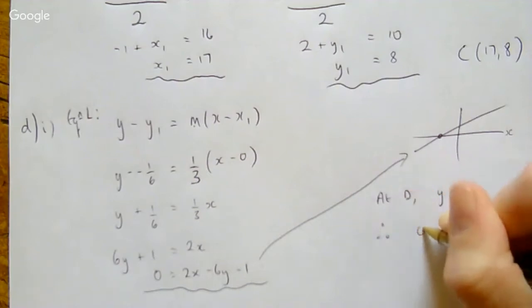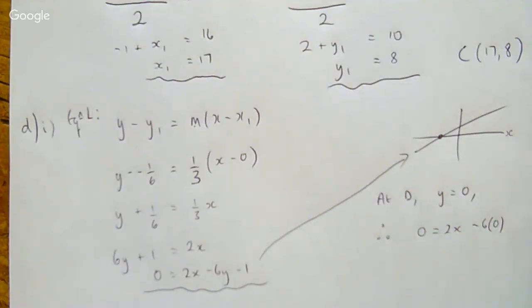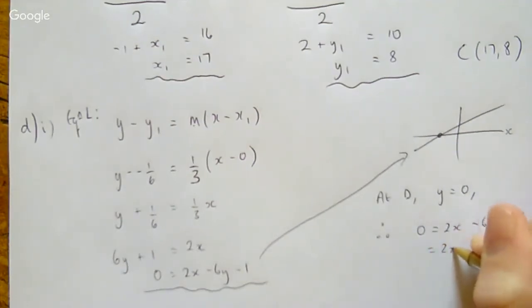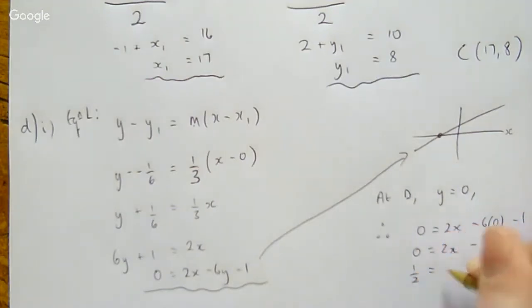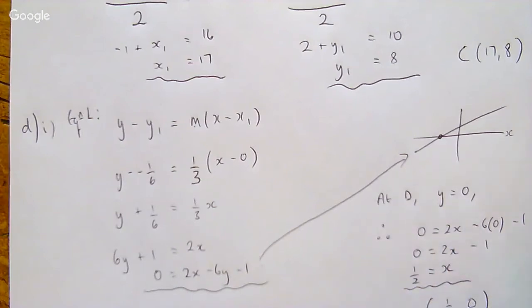Therefore, 0 is equal to 2x minus 6 times 0, and then minus 1. I'm going to change the y-coordinate to 0. So I'm then going to get 2x minus 1 equals 0. Then I'm going to get a half is equal to x. And I'm hoping that's right. Yep. Okay, so D's coordinates would be (1/2, 0).